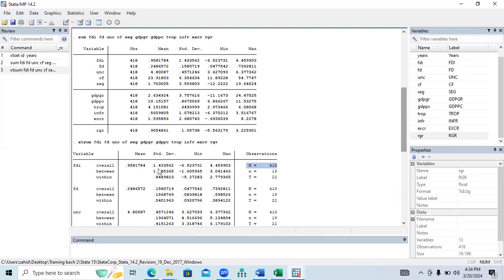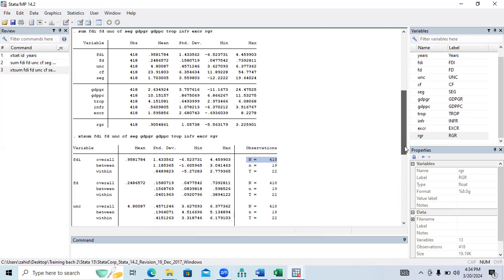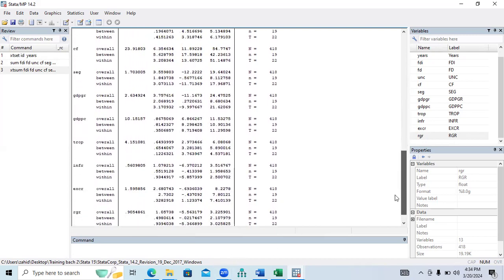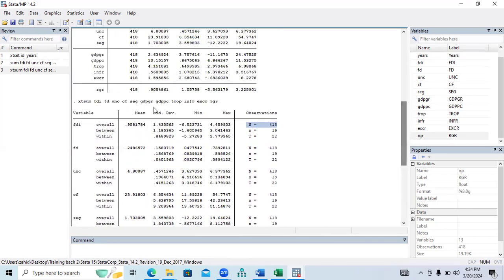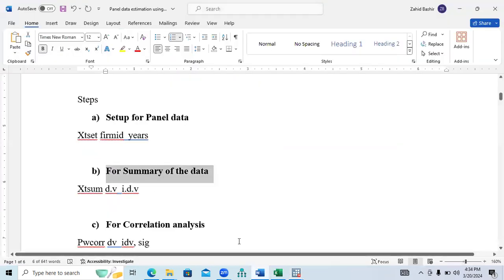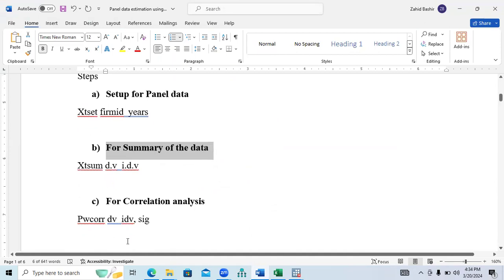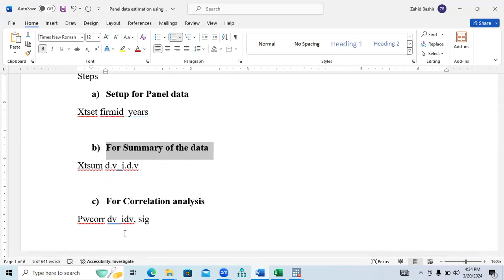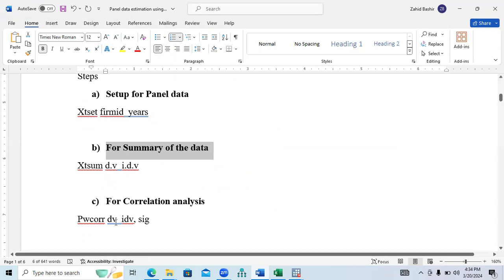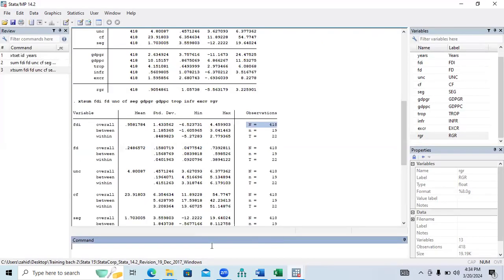So here we can see how the summary statistic, or descriptive statistic, can be computed in a panel data setting. The next thing that we need to understand is basically the correlation. Always remember that correlation would be the same whether you are analyzing pooled data, panel data, or time series data. It would not change. So we are going to use the same command for our correlation that we have previously used.